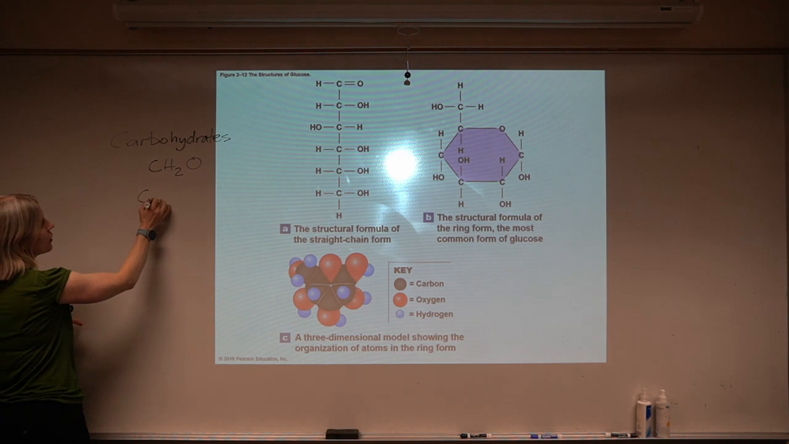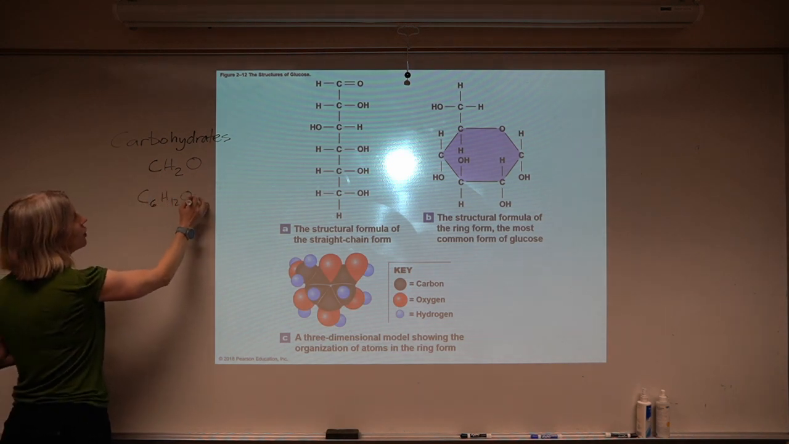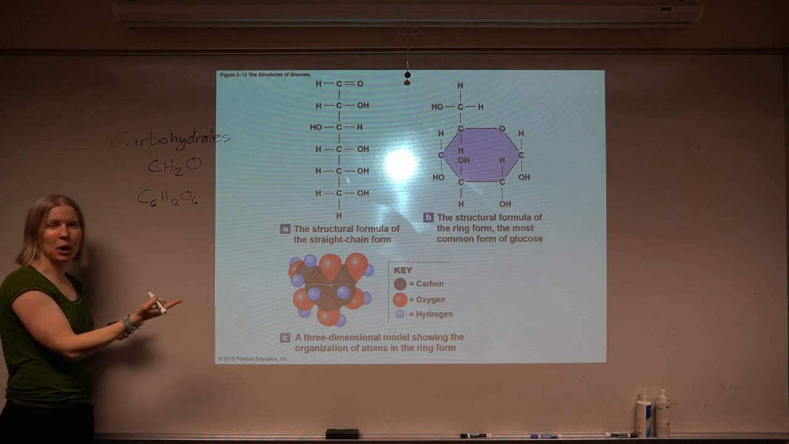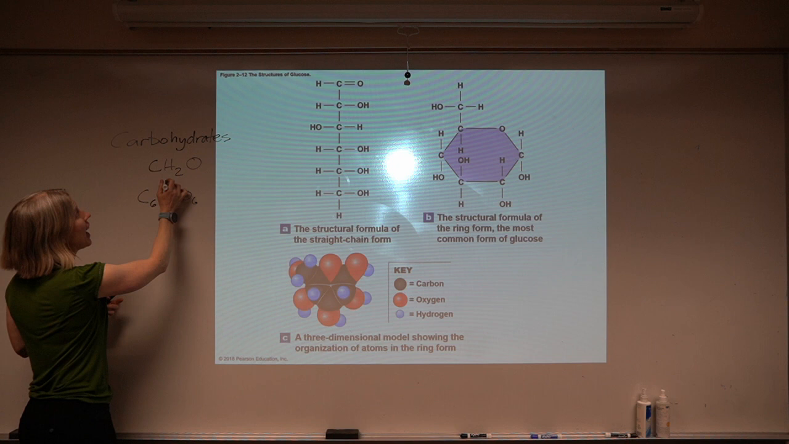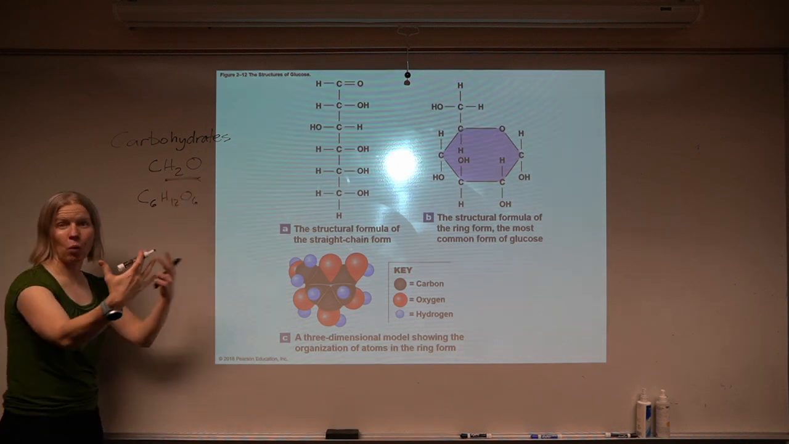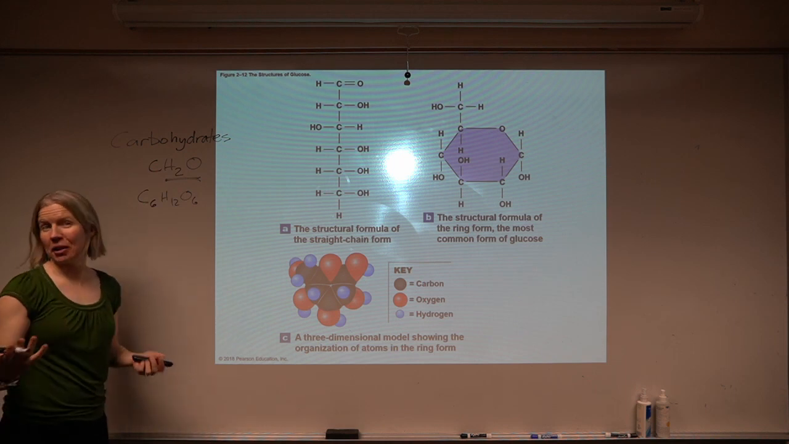glucose, which I had just written out, C6H12O6. So see how the hydrogen is doubled what the carbon and the oxygen are. It is literally a hydrated, right, water added to a carbon, carbohydrate. That's where it gets its name.